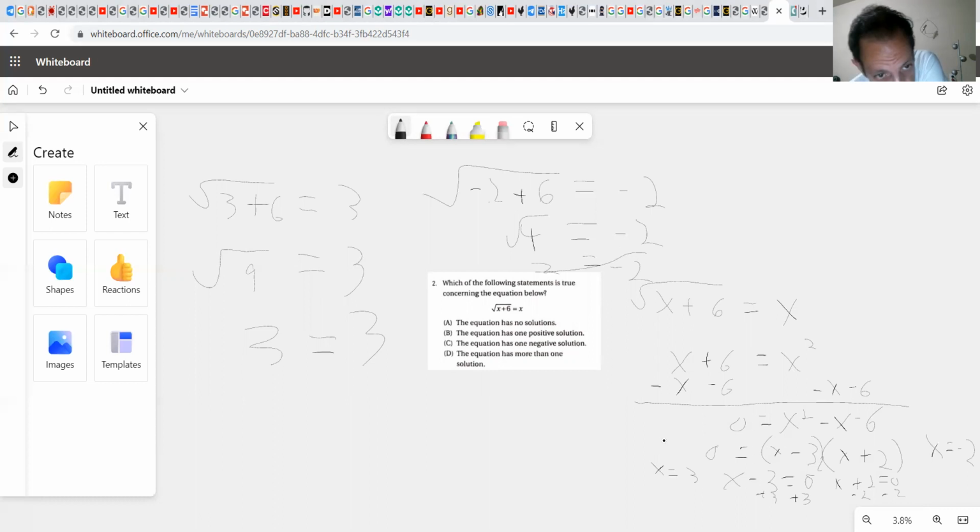But x equals 3 did, and that was positive. So the answer is yes, the equation has one positive solution. So the answer is B. Okay, so we've done another problem. We're done with this problem. Okay, that was good.